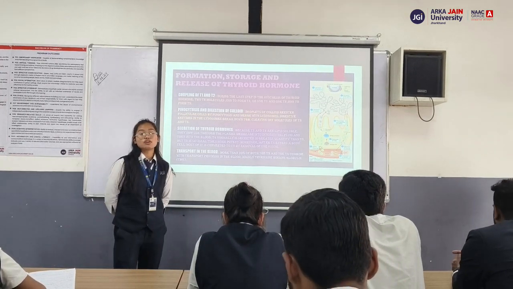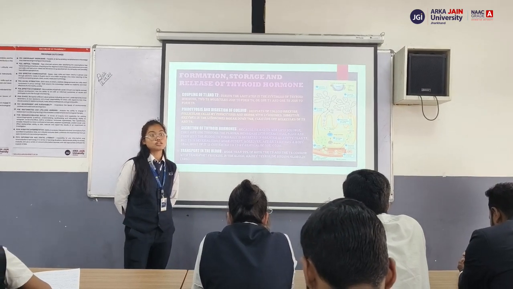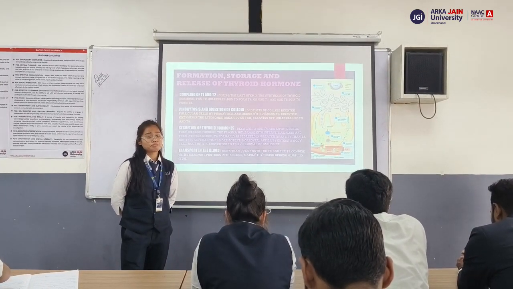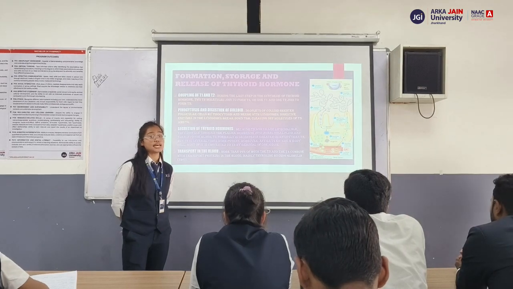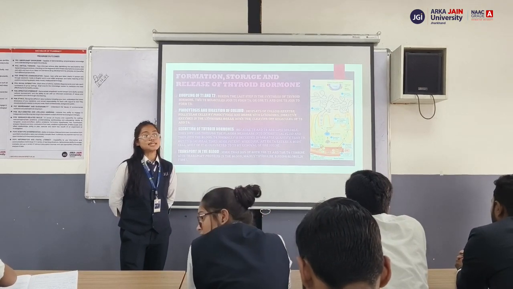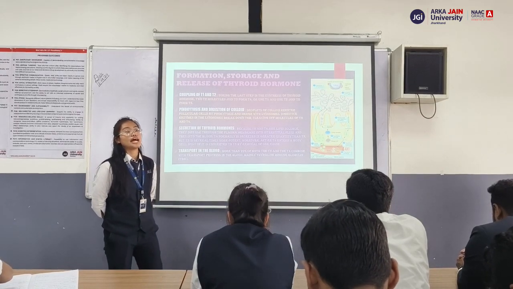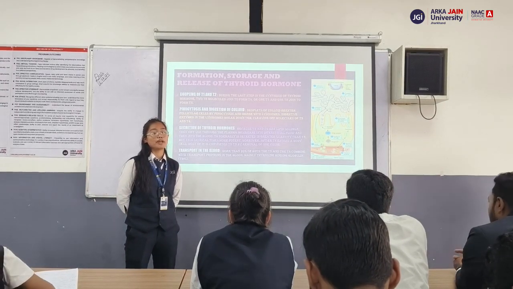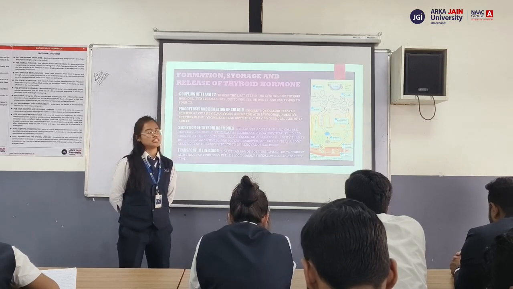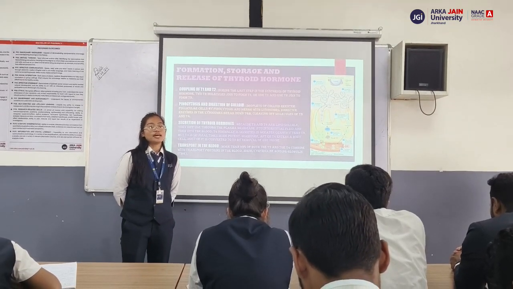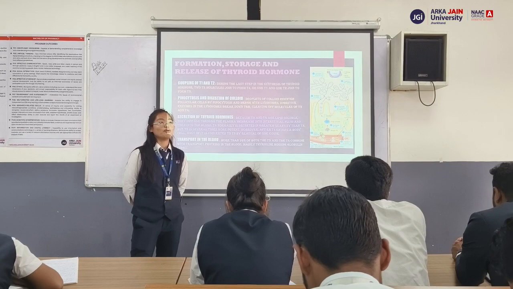Sixth is the pinocytosis and the digestion of the colloid. The colloid re-enters into the follicular cells by pinocytosis and merges with the lysosome. The digestive enzymes in the lysosome break down the thyroglobulin, cleaving off T3 and T4.